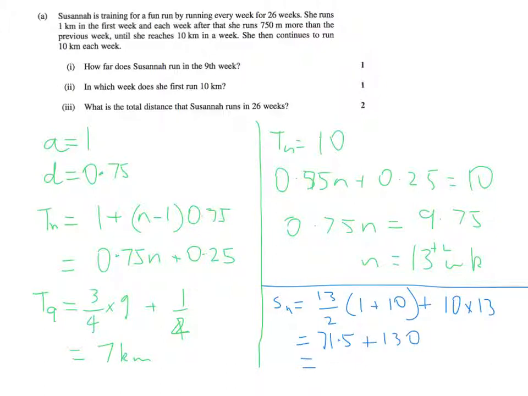So that means in the 26 weeks she has run 201.5 kilometers. Okay, so really you can treat the first 13 weeks as an AP, and then the next 13 weeks she just goes and runs 10 kilometers a week. So that's 130 kilometers.